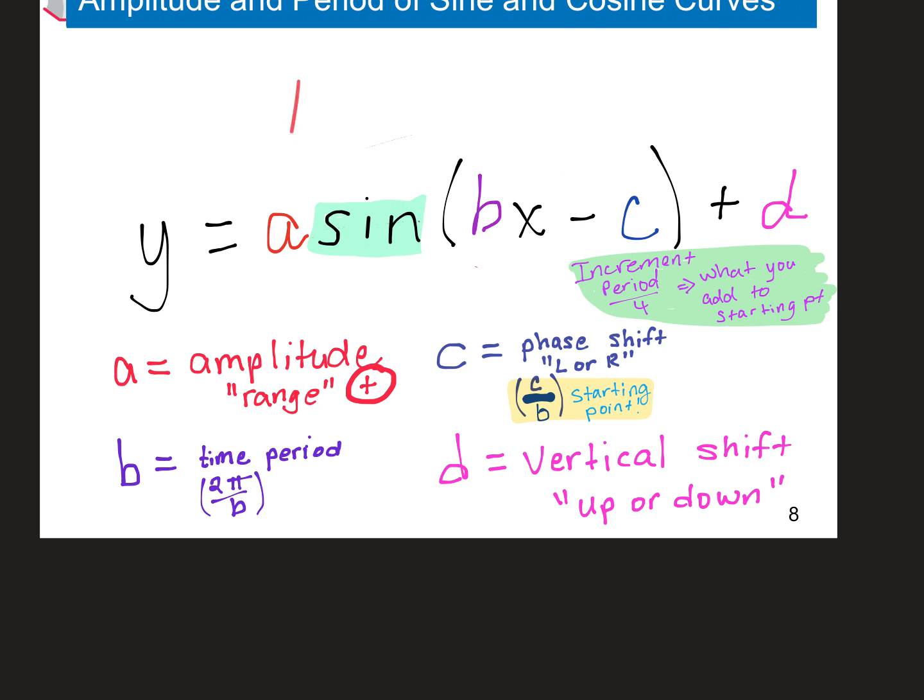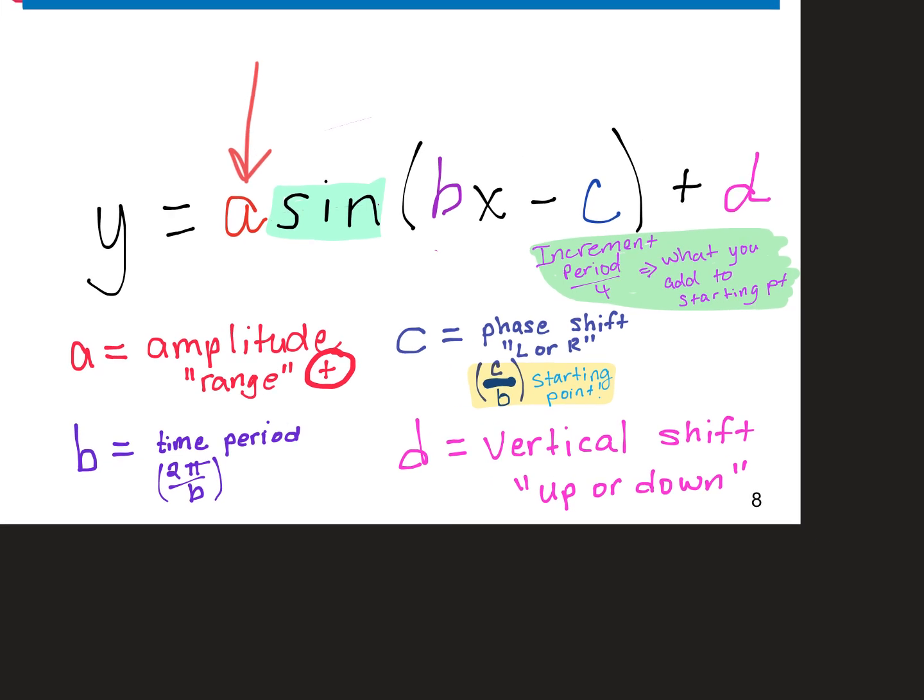You're going to need to know the A. Notice where A is. A is in front of the trig function. So it's the number in front of sine or cosine. That is the amplitude. That's how high and low the graph goes. All right, we're going to always find the A value.